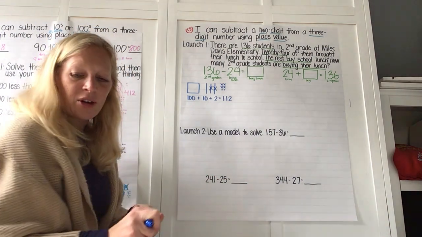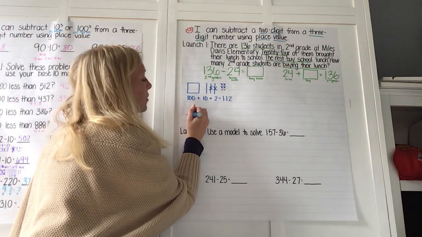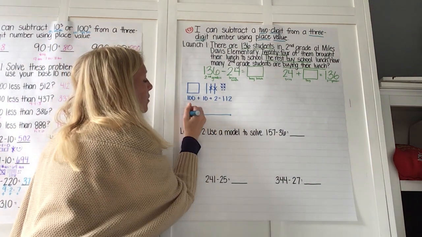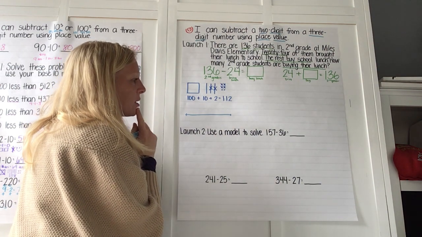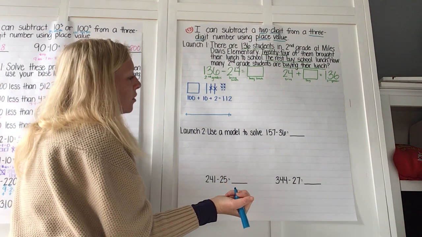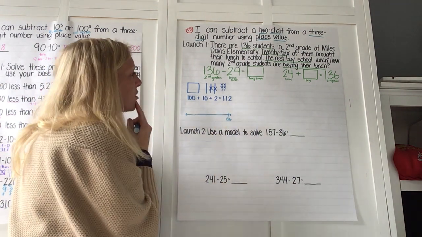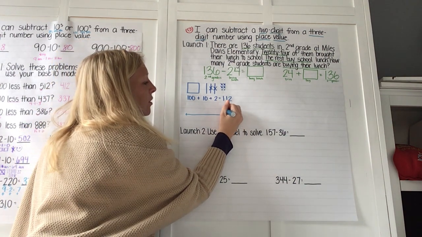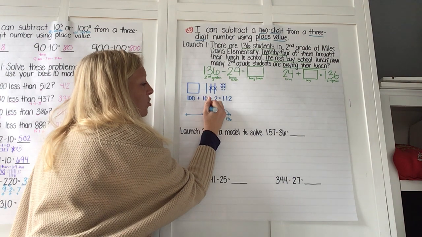What did you do with your number line? Where did you start your 136? Why did you start it down here? Okay, because you're going to smaller numbers. All right, and so your bigger number is going to go here. So what did you do first? Why did you make 2 jumps of 10?